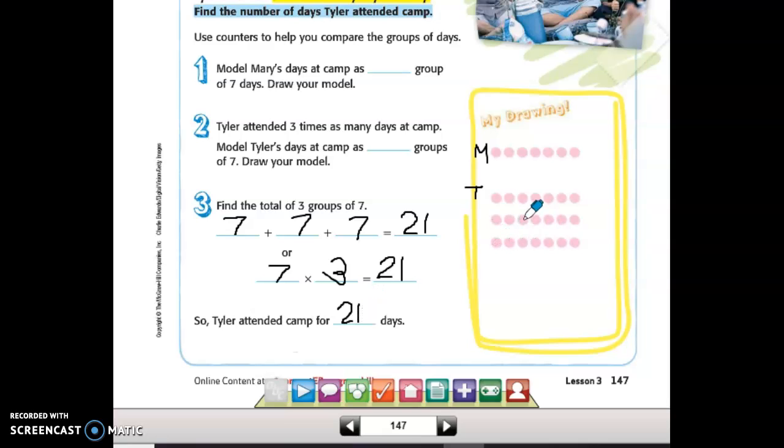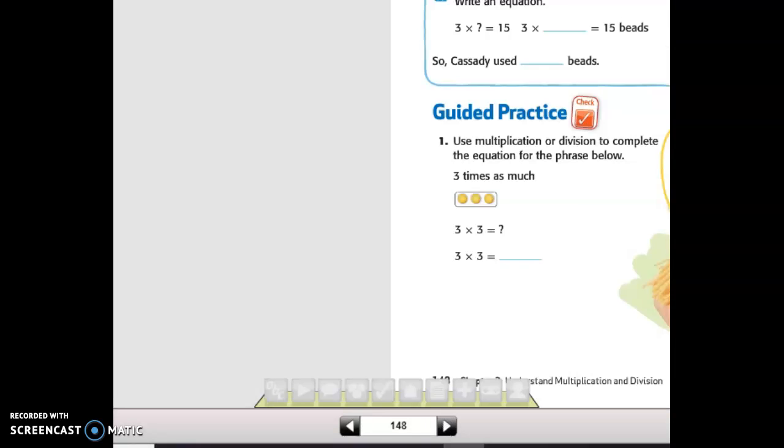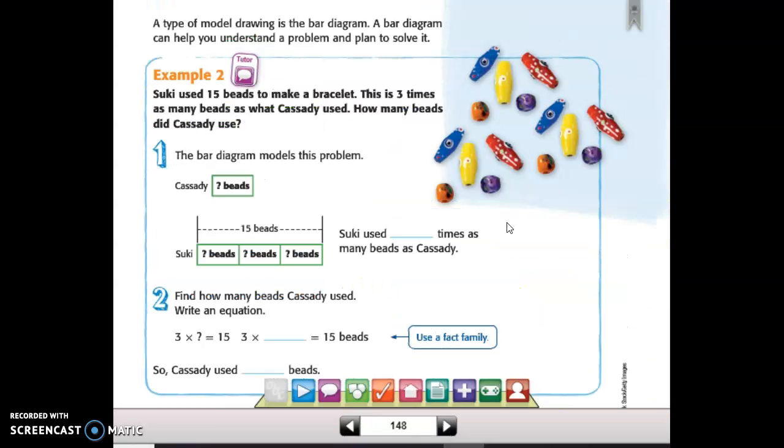Using the counters. The next example is going to use a bar diagram to do the same type of activity. A type of model drawing is a bar diagram. A bar diagram can help you understand a problem and plan to solve it.